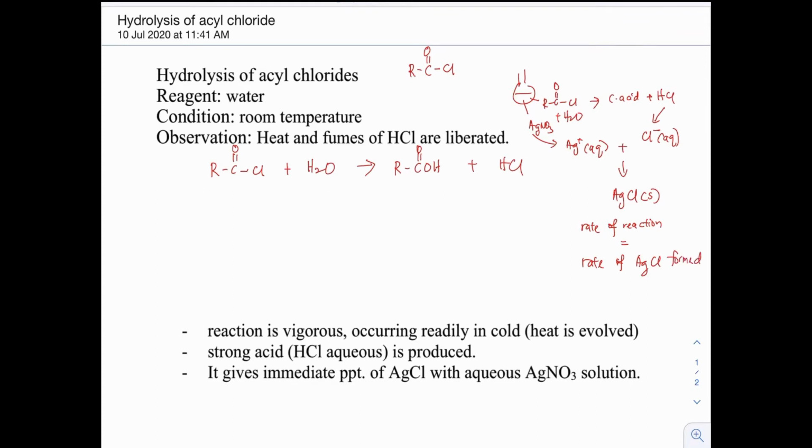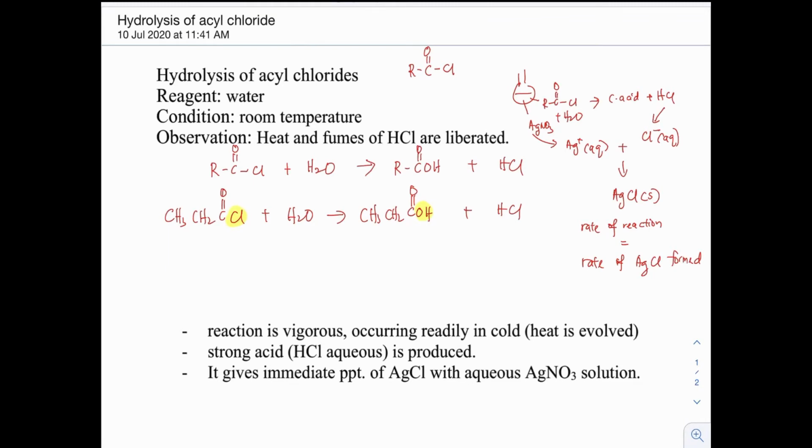Alright, so now we're going to look at a few examples of hydrolysis of acyl chloride. Let's say if you have CH3CH2COCl plus water, you will get CH3CH2COOH plus HCl. You can see the only change is where Cl becomes OH.